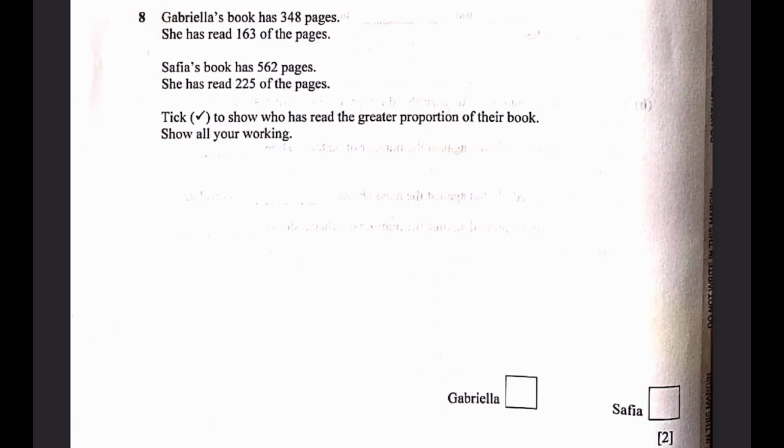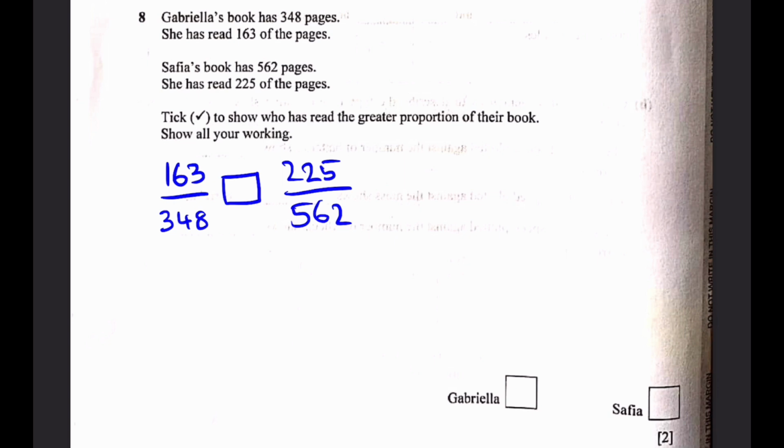Gabriella's book has 348 pages. She has read 163 of the pages. Safia's book has 562 pages. She has read 225. Tick to show who has read the greater proportion of their book. Show all your working. So we need to find out if 163 by 348 is greater than, less than, or equal to 225 by 562. Let's use a calculator for this.